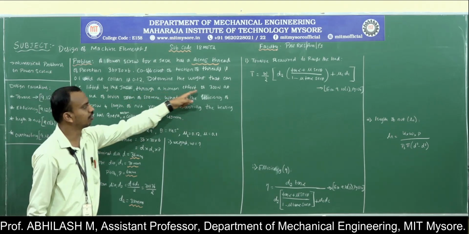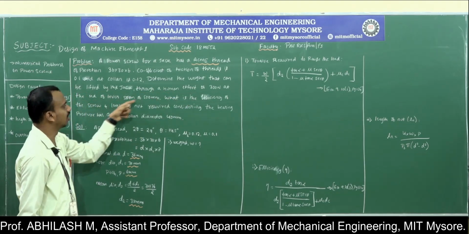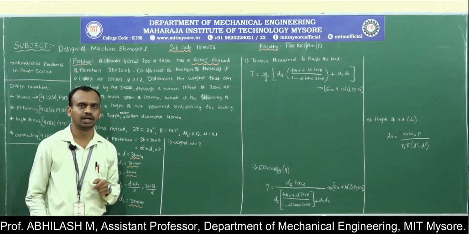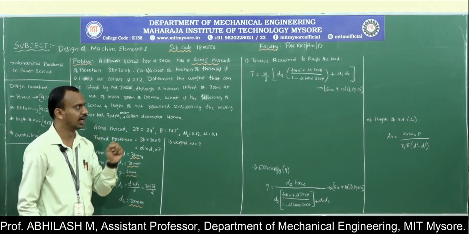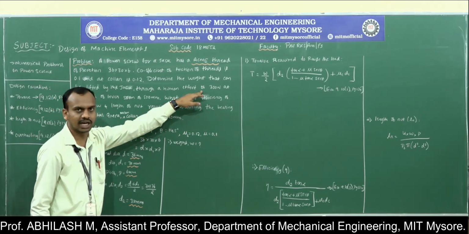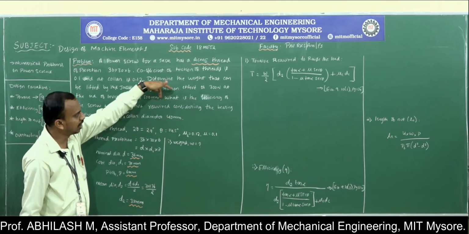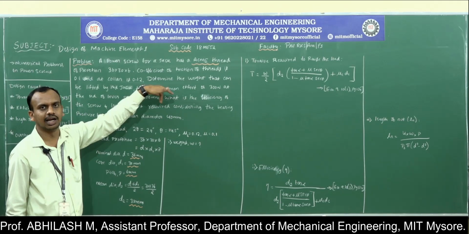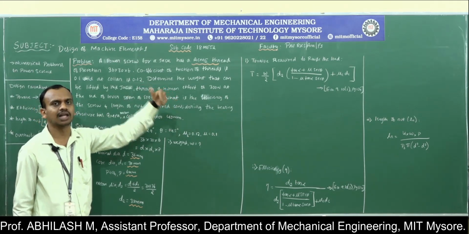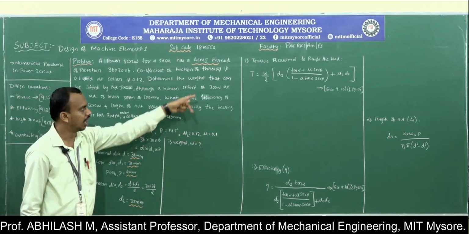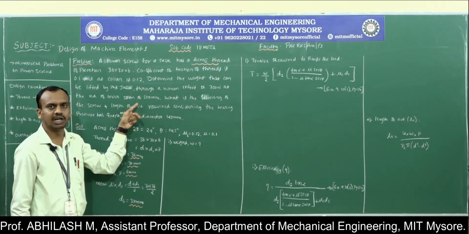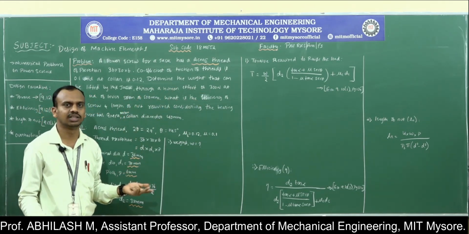Through a human effort of 300 Newton at the end of the lever span of 500 millimeter. Here they have given two different data, which is the effort that we are applying and where the effort has been applied. So using these two data, what can I calculate? I can calculate the amount of torque that is applied. How? I know the load, I know the distance where it is applying. So what does the data give? It gives us the torque.